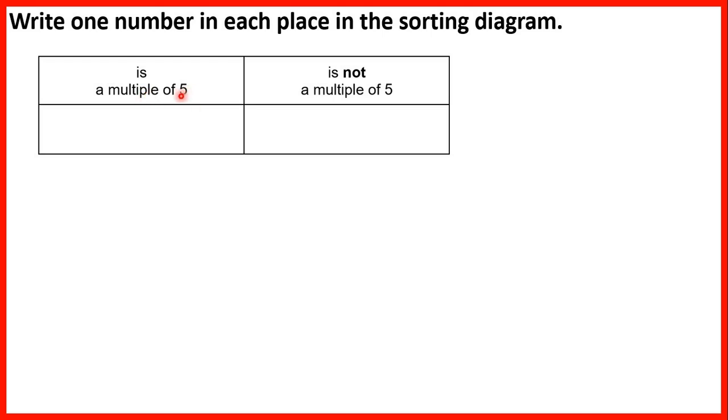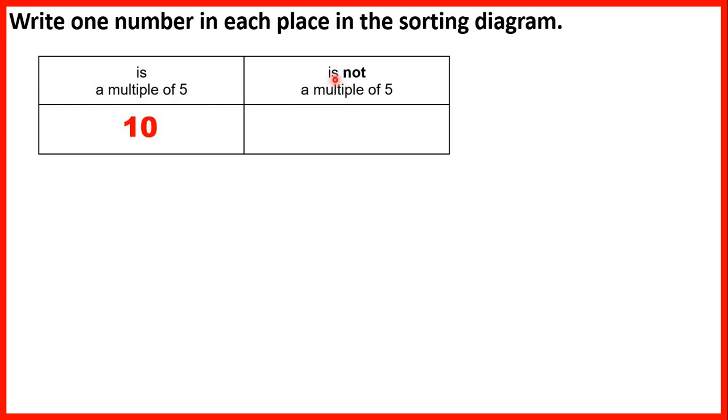So multiples of 5 always end in 5 or 0, because if a number ends in a 5 or 0, it's in the 5 times table. It can be divided by 5 without getting a remainder. So we could write 10 here, but there are lots of possible answers. As long as the number ends in a 0 or a 5, we know that it's a multiple of 5.